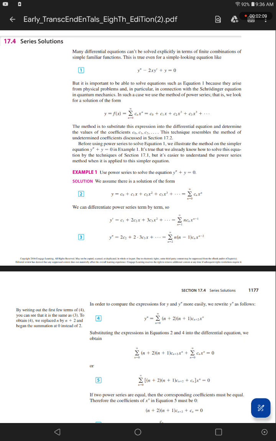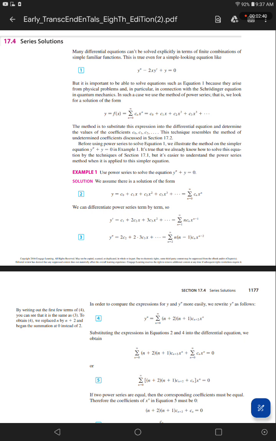Example 1. Use power series to solve the equation y double prime plus y equals 0. Solution: we assume there is a solution of the form equation 2, y equals c sub 0 plus c sub 1 x plus c sub 2 x squared plus c sub 3 x cubed plus ellipsis equals the sum from n equals 0 to infinity of c sub n x to the power n.